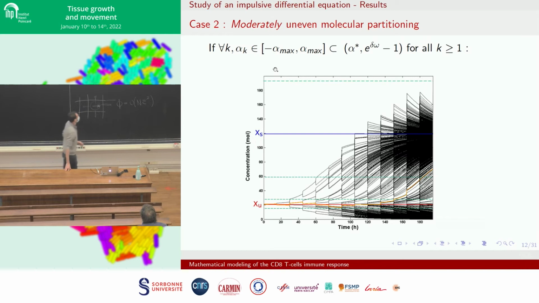A second case is more interesting. Now we suppose that at each division, the partitioning of the molecular content is asymmetric, but not too much. And not too much means that this interval, in which the coefficients alpha k are chosen, is small in the sense that it is included in this other interval.